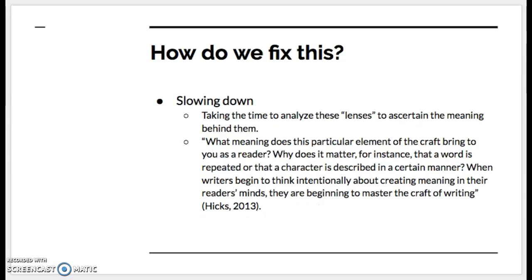Troy Hicks also emphasizes slowing down, which means to take the time to analyze these lenses to ascertain the meaning behind them. For instance, what meaning does this particular element of the craft bring to you as a reader? Why does it matter, for instance, that a word is repeated or that a character is described in a certain manner? When writers begin to think intentionally about creating meaning in their readers' minds, they're beginning to master the craft of writing.